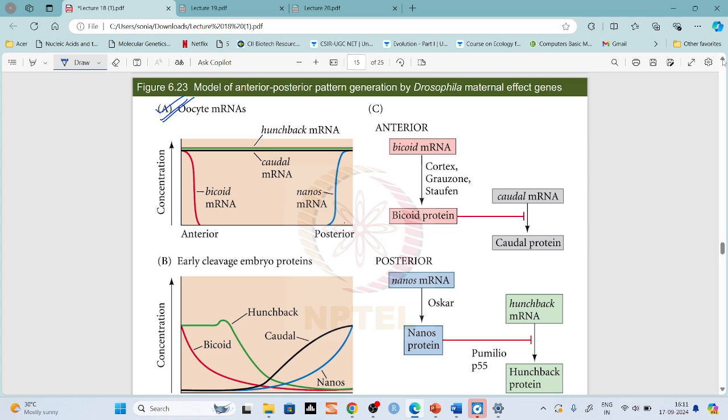The levels of hunchback and caudal are the same. They are the same throughout the axis. That means throughout the anterior and posterior axis, the expression levels or concentration of hunchback and caudal mRNA are the same. As soon as fertilization takes place and there is early cleavage, what happens? You can see here.